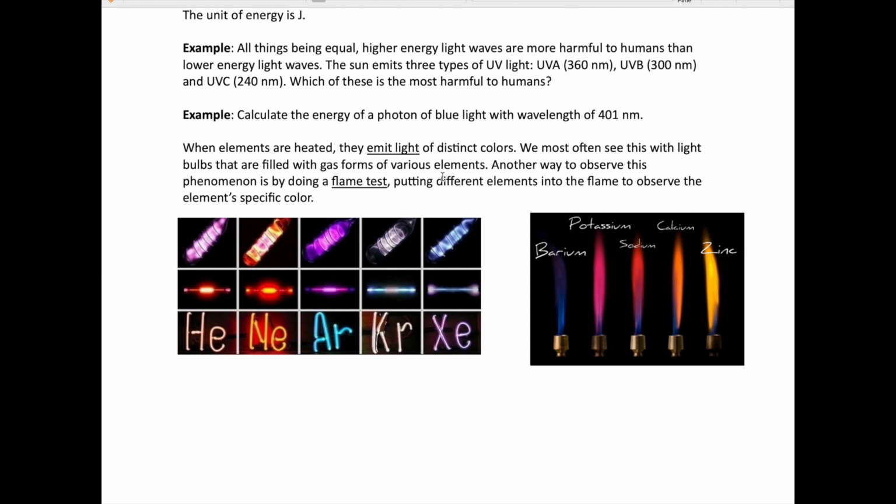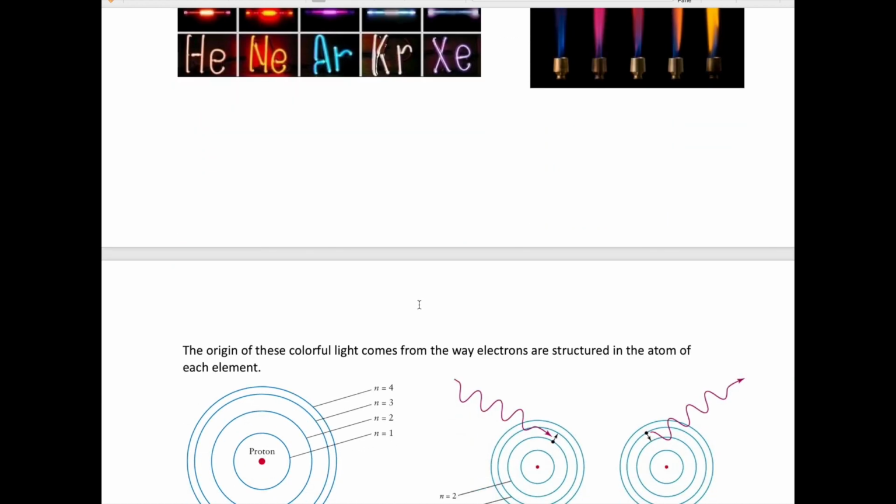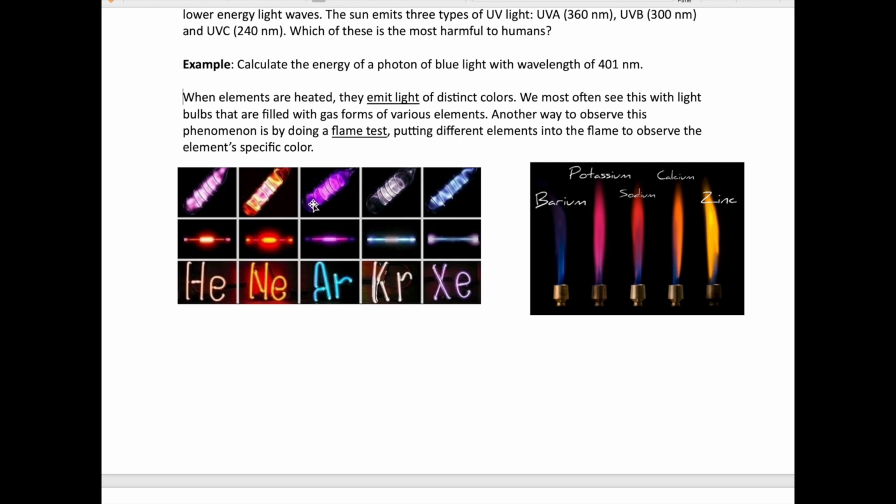Another way to see this is we can do something called a flame test, where you can take a flame, like a Bunsen burner, and when you put different elements into the flame, you'll notice that the color of the flame changes. So for example, here barium has a purplish color, whereas calcium has an orange color, potassium has a reddish color, zinc has a yellowish color. So this is just a color specific to that particular element. So the question then becomes, how do these elements generate light of different colors?